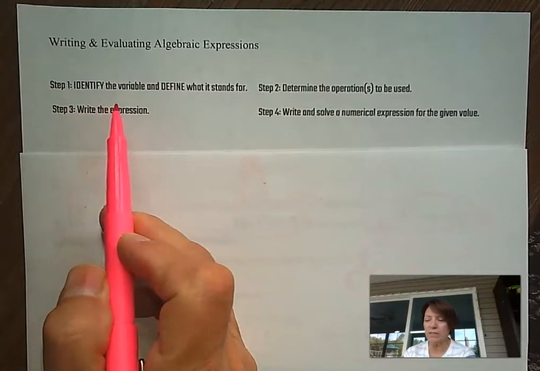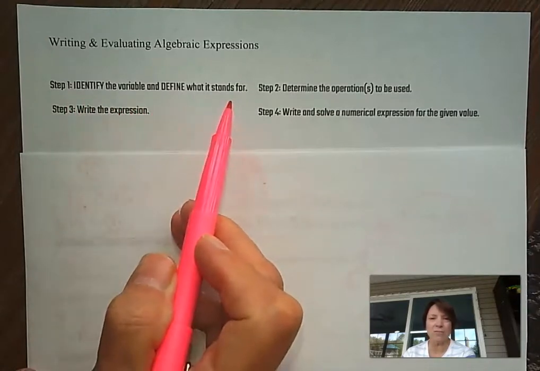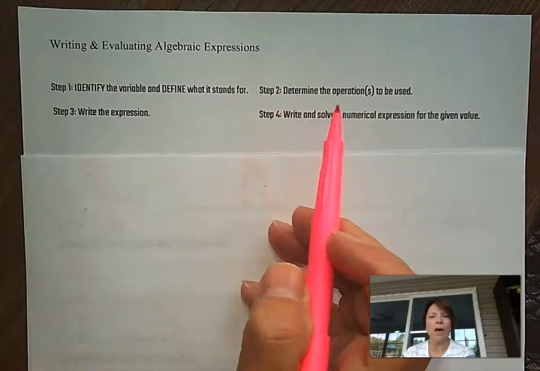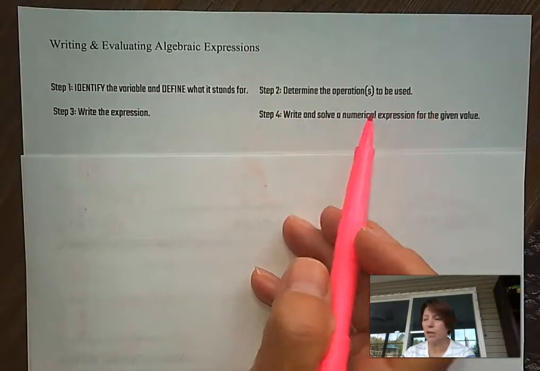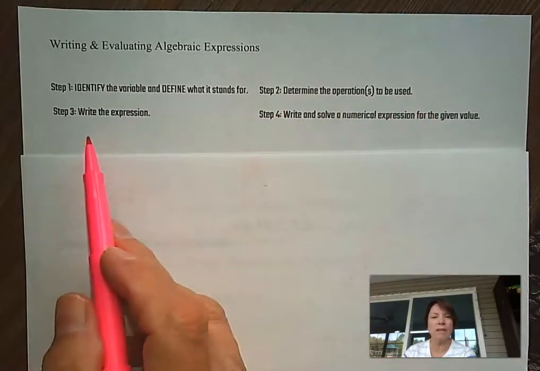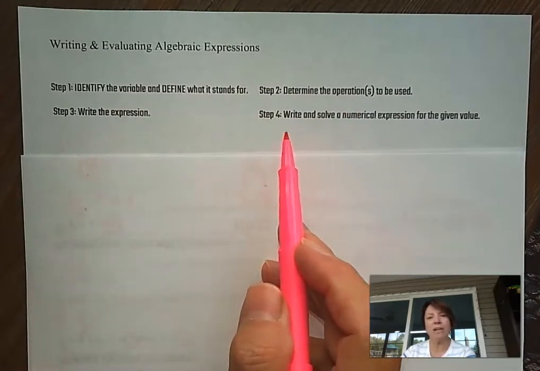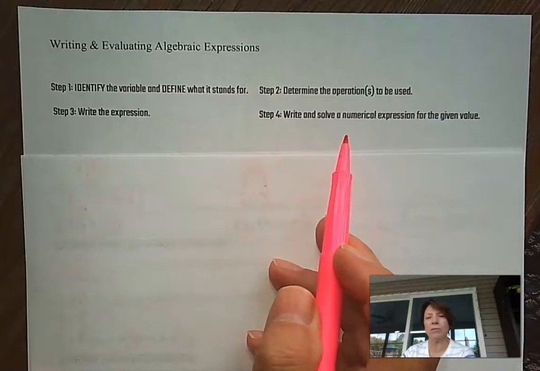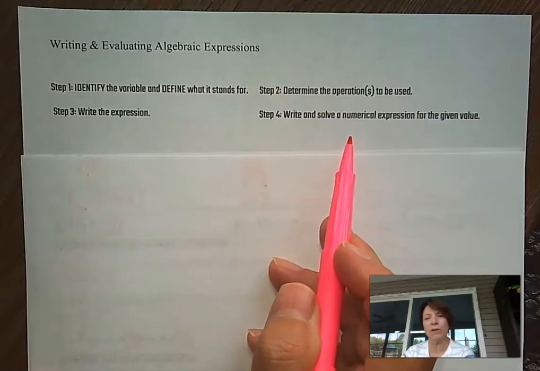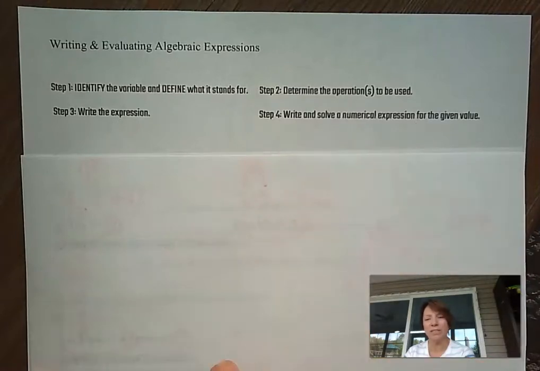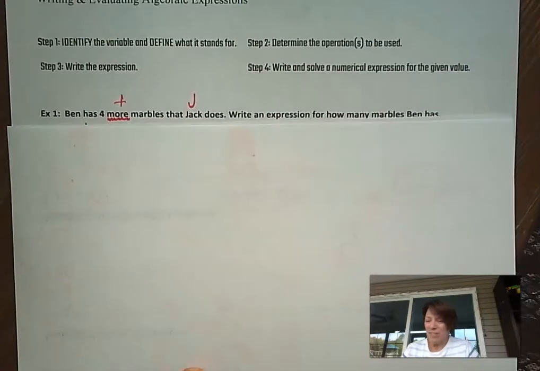First, we're going to identify a variable and define what it stands for. Then we're going to figure out what operations we need to be using to solve the problem. And then we're going to write out an expression that we can use to solve the problem. And then finally, we'll be given a value to substitute in for the variable so that we can evaluate an expression. All right, let's look at our first problem here.